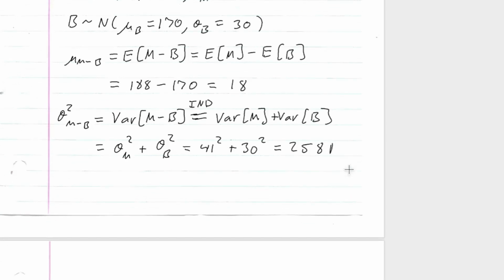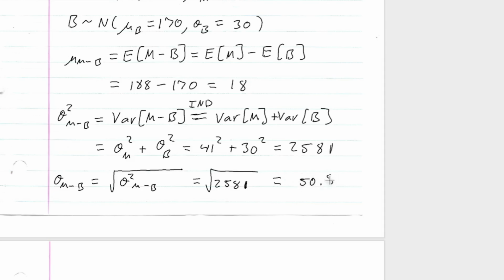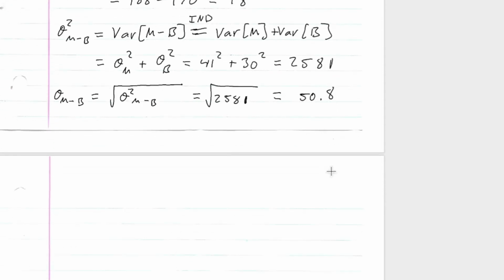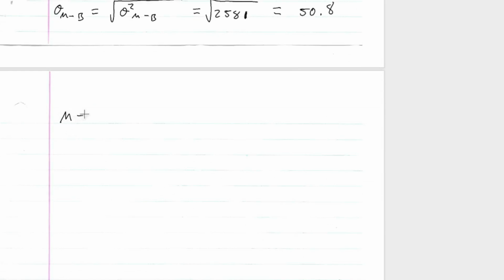Now, we want the standard deviation, so the standard deviation of M minus B is equal to the square root of the variance of M minus B, right? And we found that to be 2581, and then that goes to 50.8. So, we know M minus B follows a normal distribution where the mean was 18, right? And the standard deviation was 50.8.